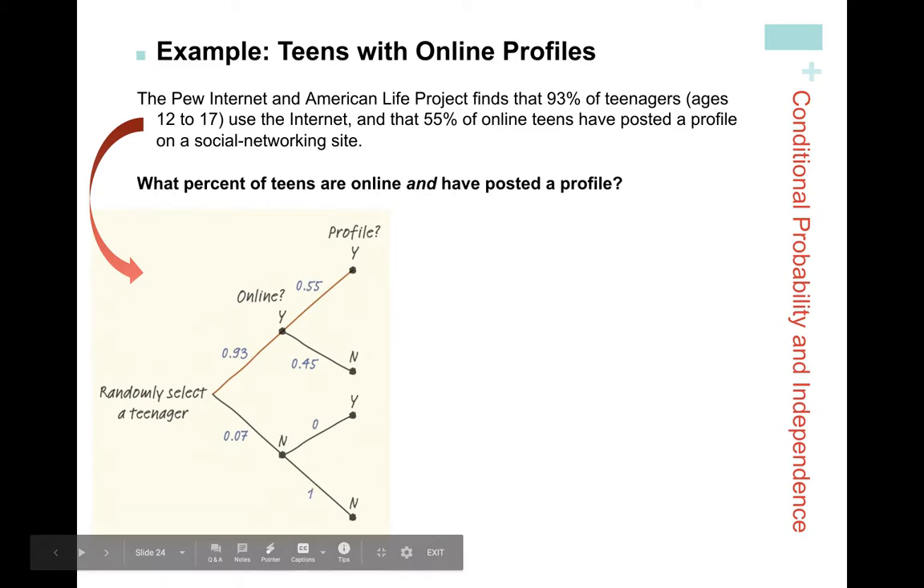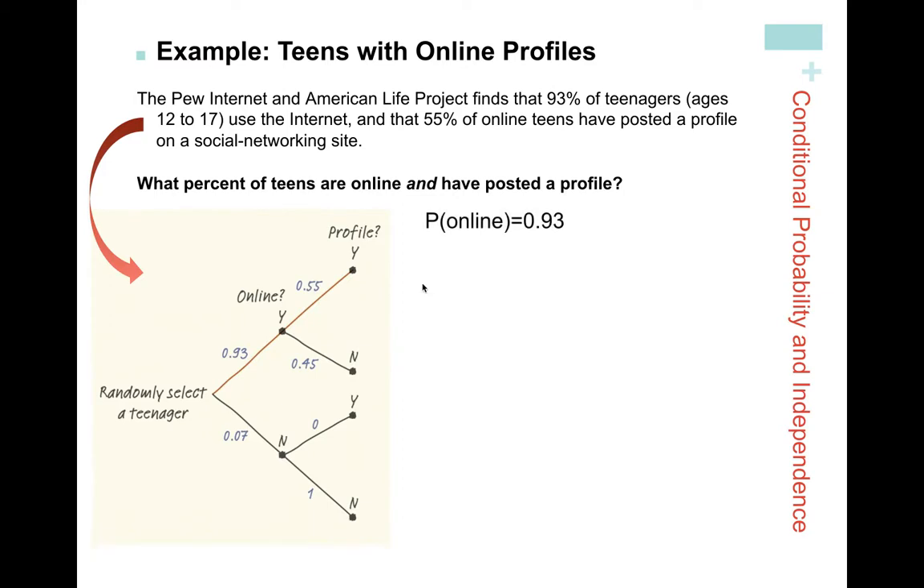So this is how we read this tree. We know that the probability of a randomly selected teenager being online is 0.93. We also know that the probability that they have posted a profile given that they are online is equal to 0.55. How do we know that this is a conditional probability? Because of the wording here: 55% of online teens, so that is just out of the online teens.